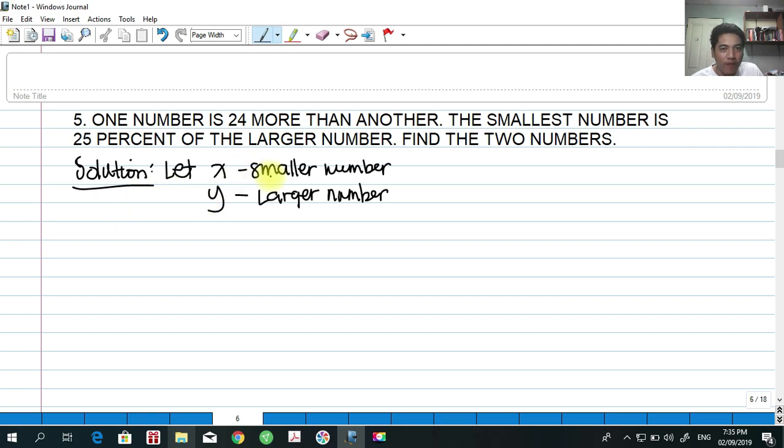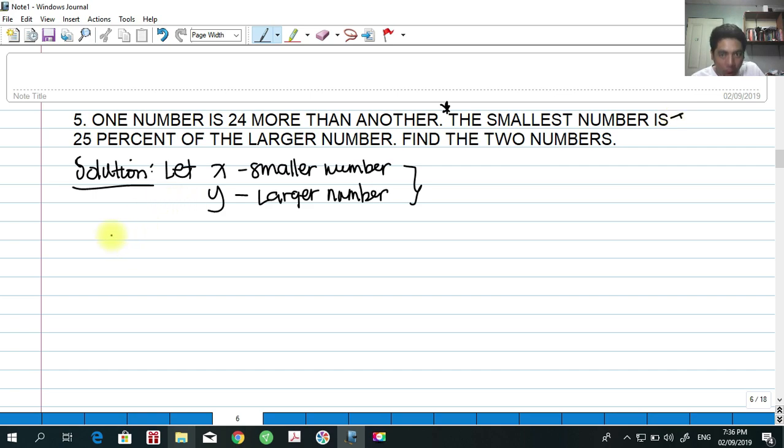So again, if we have the two variables, we can proceed now to the conditions. If we have already identified how many variables we have here. So one number is 24 more than another. Let us first have this condition. The smallest number is 25% of the larger number.